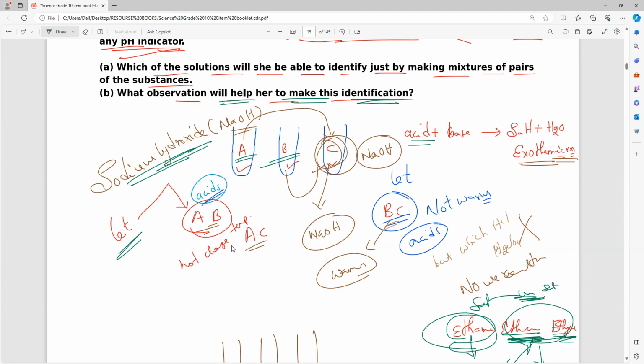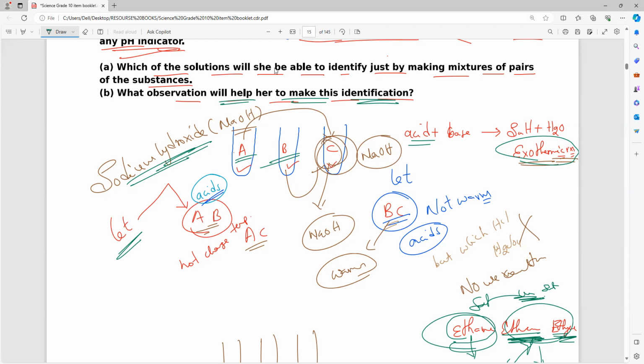Clear? Please respond. So what will happen? The test tubes containing the mixture of acid and base, definitely the temperature will increase. So it will feel warm. You will feel warm to touch. If you feel warm to touch, that is an exothermic reaction. So we all know double displacement reactions, neutralization reactions, are exothermic reactions.